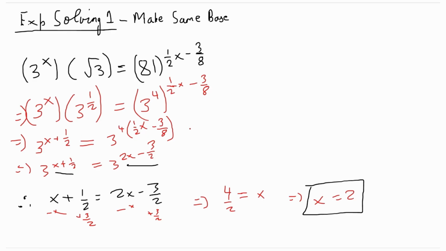Then we simplify all of it into just one base. Okay, combine all of them together that we can. It becomes 3 to the x plus a half equals 3 to the half x minus 3 over 8. And now we just simplify that. And remember, when the bases are the same, then the powers have to be equal. So therefore, x plus a half equals 2x minus 3 by 2. And now when you simplify that, you get x equals 2, and that's your answer.